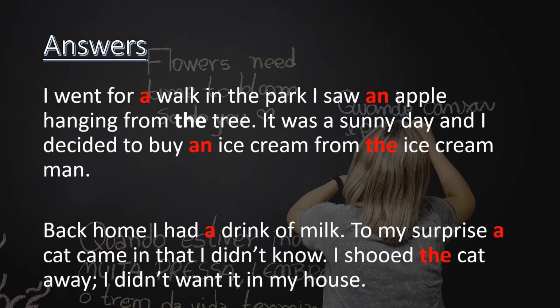Back home I had a drink of milk. To my surprise, a cat came in that I didn't know. I shooed the cat away. I didn't want it in my house. Now you'll find that the relationship has changed somewhat. At first it is a cat, because it's a cat we do not know. But since we've been talking about that cat, we then say I shooed the cat, because it's a specific cat that we've been referring to. And that's just one way this can be a little bit confusing.